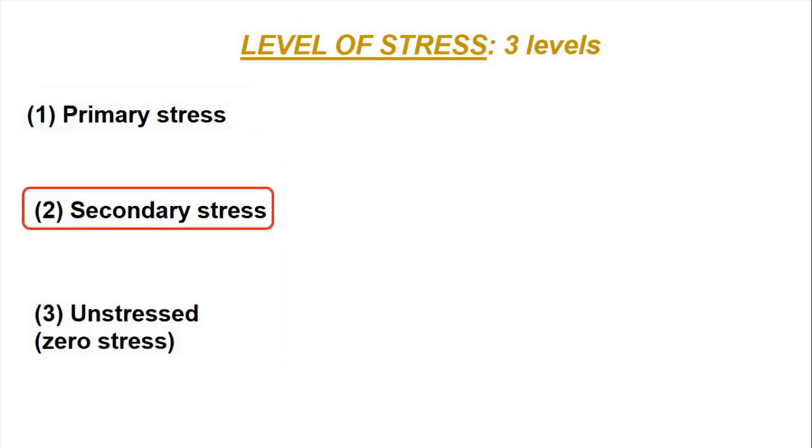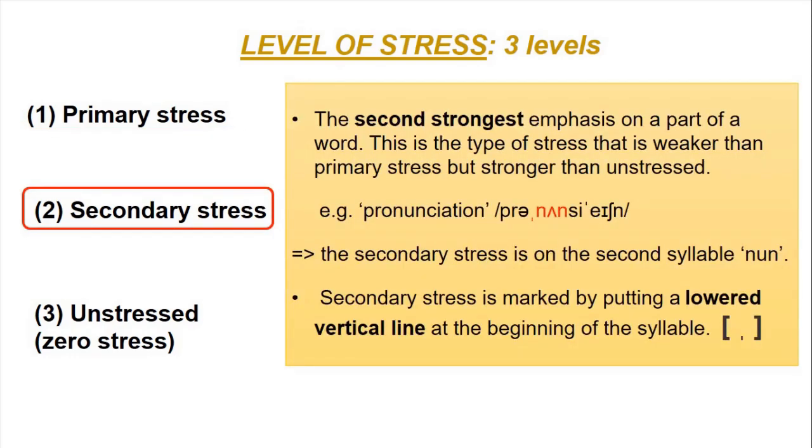The second one, secondary stress. It is the second strongest emphasis on a part of a word. This is a type of stress that is weaker than primary stress but stronger than unstressed. For example, when you say "pronunciation," the secondary stress is on the second syllable "nun." It is marked by putting a lower vertical line at the beginning of the syllable.